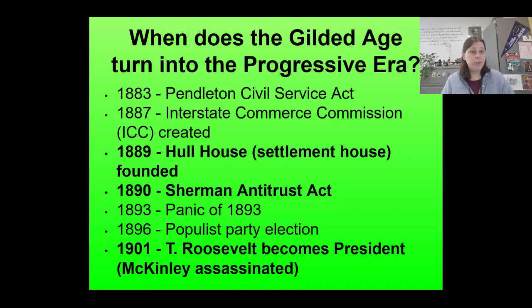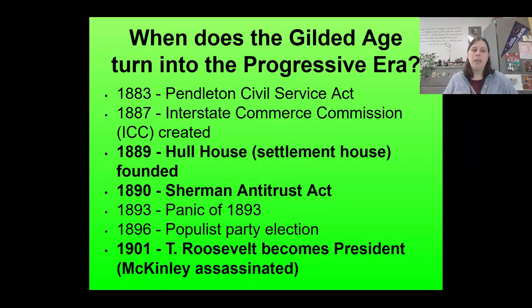The Panic of 1893. There are two major financial panics in the Gilded Age, one in 1873, one in 1893. And the 1893 one's really bad. This was like the Great Depression before the Great Depression. And so it did lead to a lot of reform movement pushing. This is where the Populist Party gets its rise, because people are responding to the poor economic conditions in the Panic of 1893. The Populist Party election that I just talked about in 1896, that's another potential point.